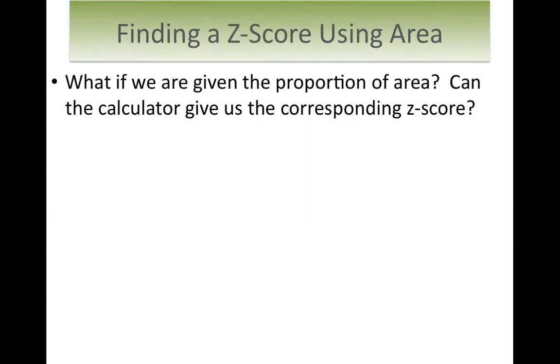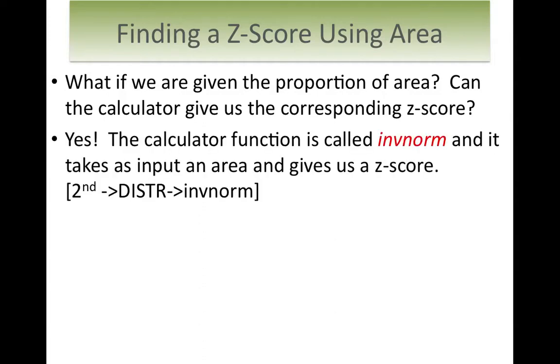Okay, let's look at a scenario where instead of being given z-scores, we were given the area, and can we go back to figure out what the corresponding z-score is? And the calculator's got a function for this. It's called invNorm, standing for inverse normal. Normal CDF will take us from z-scores to area, and invNorm will take us from area back to z-scores. Okay, so what it does is we give it area as an input and it gives us a z-score.